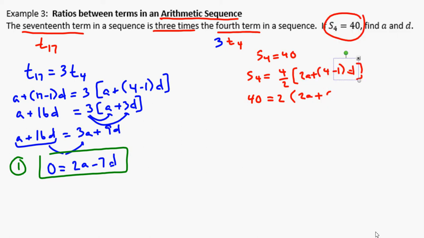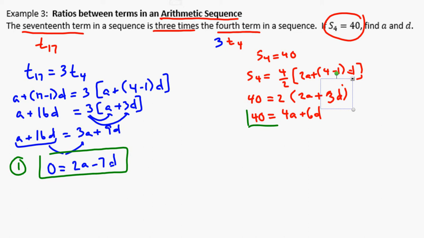This is wonderful. Everything's going up. Well, all right, here we go. 3D. So I'm going to multiply this in. So I get 40. Multiply the 2 in. So I get 4A plus 6D. Stack and attack, you betcha.